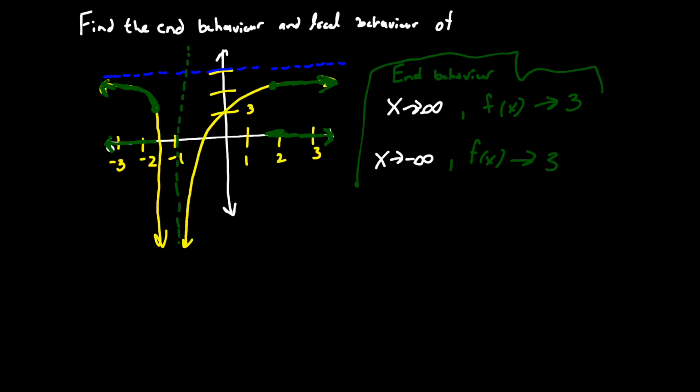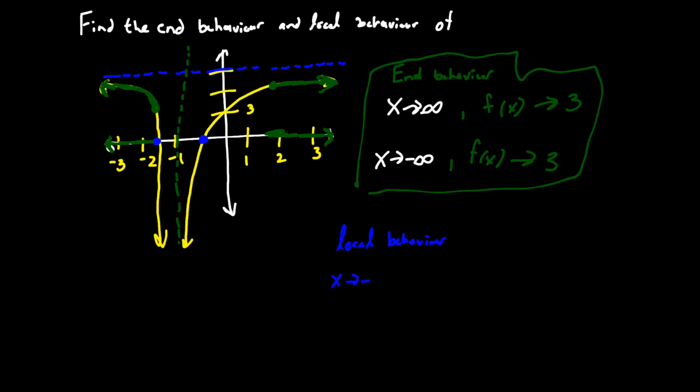So now that we've completed our study of the end behavior, let's go ahead and look at the local behavior. The local behavior is going to be everything but the end behavior. So let's go ahead and see what we have left. We have all the x values that are approaching -1 from the left-hand side, and all the x values approaching -1 from the right-hand side. We'll look at the left-hand side first.